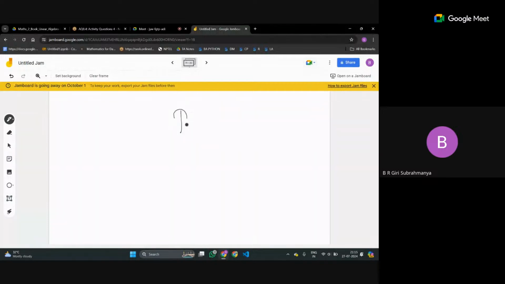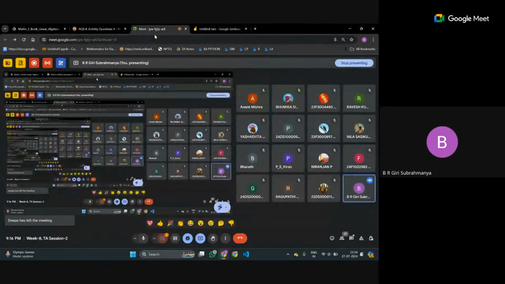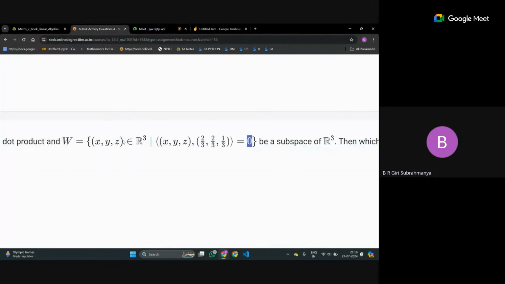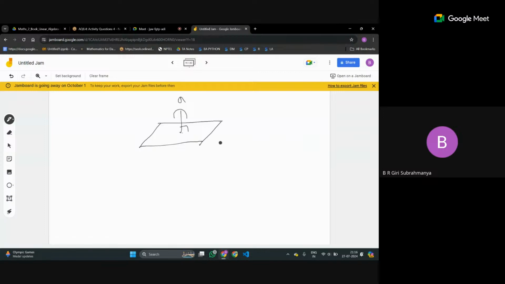In R3, let's say this is some vector, your vector A. Now there's going to be an entire plane which is orthogonal to this vector. Every vector in this plane is going to be orthogonal to A. Am I right? This is true for every vector, correct? Yes. So essentially, what is set W? Set W is some two-dimensional subspace, right?